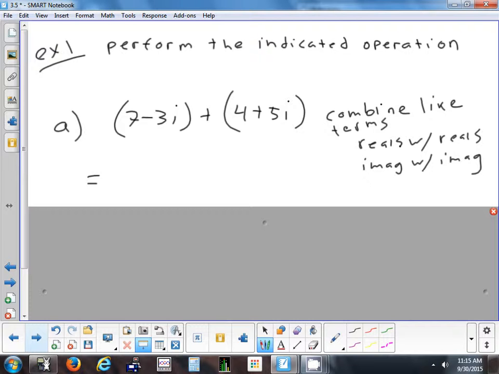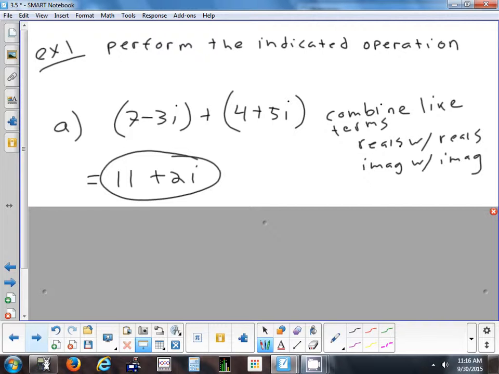So if I combine my like terms here, first one, my real part is 7, plus real part is 4. What's going to be the real part in the final answer? Jen? That would be 11. Yeah, good job. It's going to be 11. Okay, imaginary part, negative 3 in the first number, 5 in the second number. Cameron, if I combine negative 3i with 5i, what do I get? 2i.